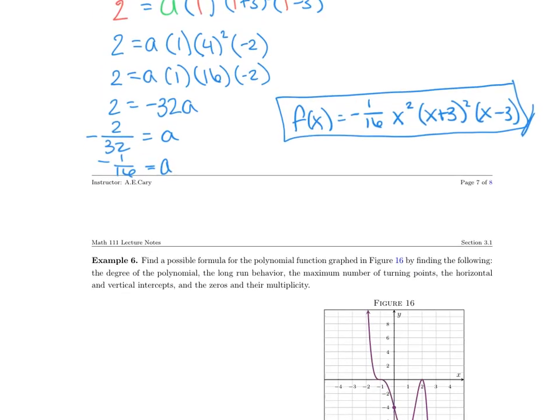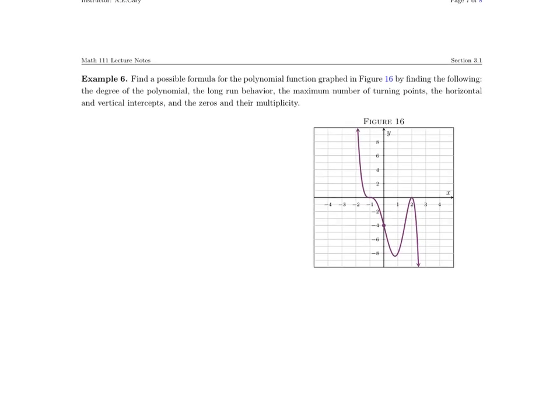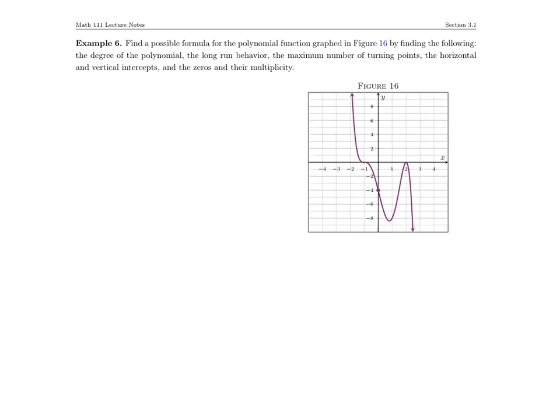So for example number 6, we got something even cooler looking. We're getting into even more types of multiplicities, as we can see here and here. So again, I'm going to start with the horizontal intercept so that we can take a look at those multiplicities, and then we'll go back to the degree. Horizontal intercepts. In this case, we only have 2. We have them at negative 1, 0 and at 2, 0.